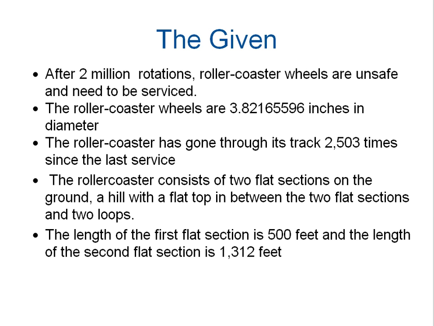The roller coaster wheels are 3.821655596 inches in diameter. The roller coaster has gone through its track 2,503 times since the last service. The roller coaster consists of 2 flat sections on the ground, a hill with a flat top in between the 2 flat sections, and 2 loops. The length of the first flat section is 500 feet, and the length of the second flat section is 1,312 feet.